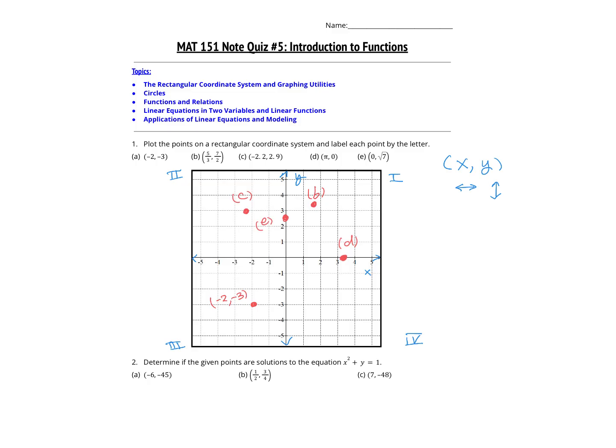So again, our ordered pairs are found by counting how many spaces to the left or right for the first number, and then how many spaces up or down for the second number. All right, now let's move on to solutions and equations.